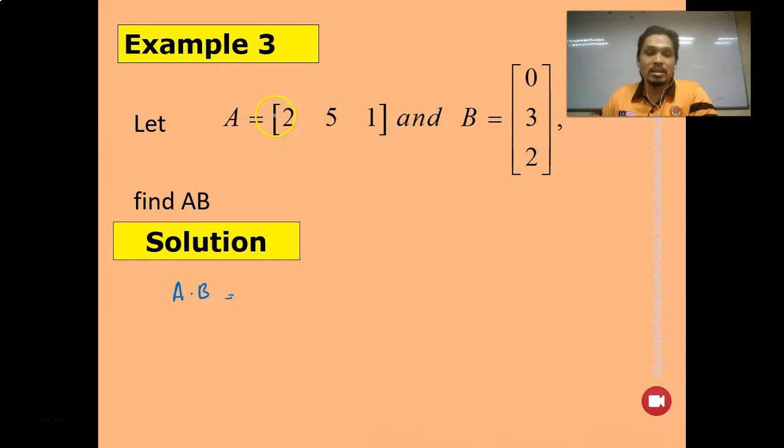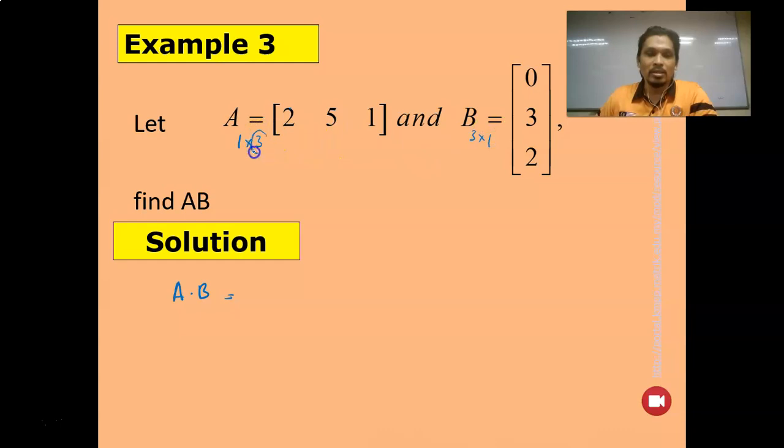Okay, AB. What is the size of matrix A? Yes, there's only one row, 1 times, how many columns do we have? 1, 2, 3. Okay, the size is 1 times 3. Now, what is the size of B? How many rows do we have? 1, 2, 3. And then the column is only 1.